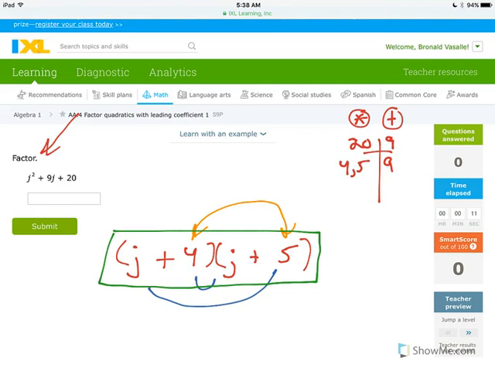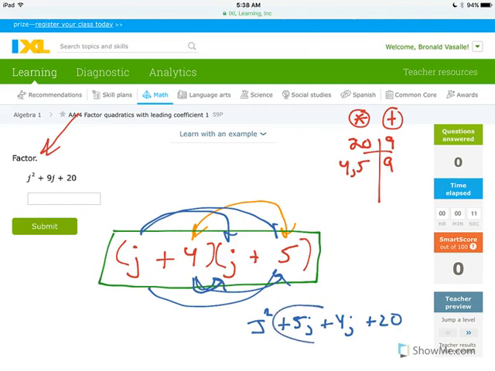So if you did distribute everything together, j times j is the j squared. J times the 5 is your 5j. 4 distributed in is your 4j. And 4 times the 5 is a 20. And then your two middle terms make that 9j in the middle. So that's going to get you your j squared plus 9j plus 20, which is what we were trying to originally factor.